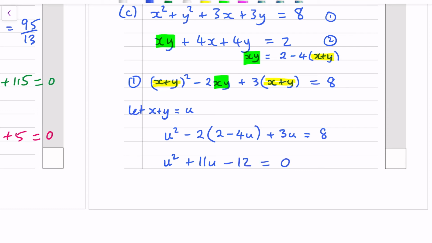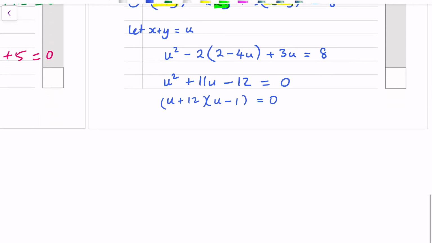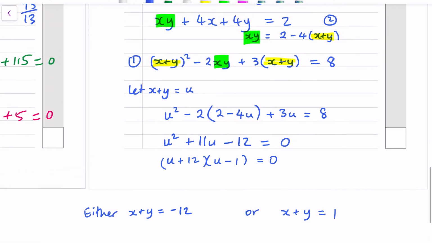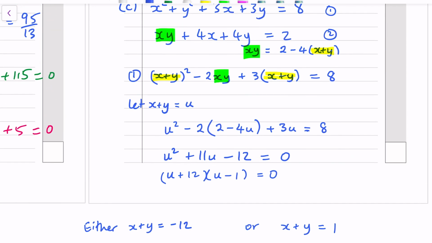If you get to something that factorizes, you just know you're onto a winner. (u plus 12)(u minus 1) equals 0. So we've got two options here. Either x plus y equals negative 12, or x plus y equals 1. Okay. I'm going to substitute these both into equation 2 because it doesn't have any squaring involved.